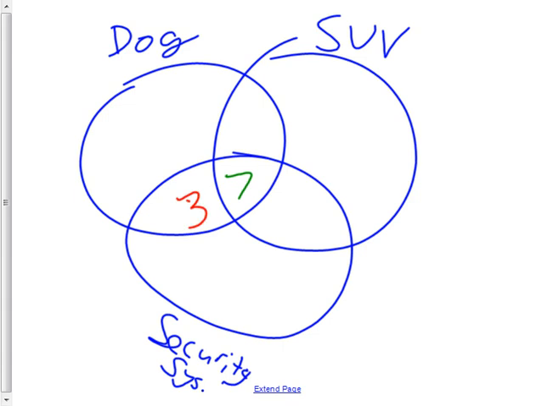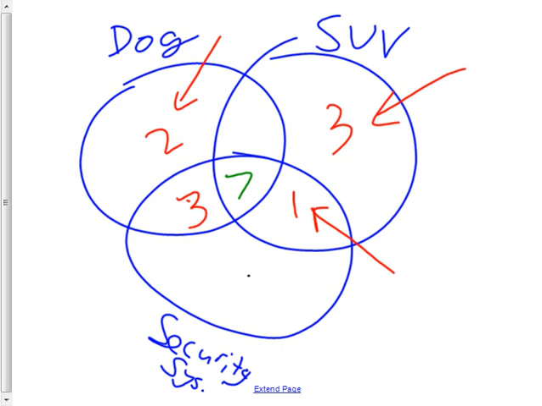Okay. Who's got a dog but not an SUV and not a security system? You got a dog, but no SUV, no security. 1, 2. Okay. Who's got an SUV but no dog and no security system? 1, 2, 3. Who's got a SUV and a security system but does not have a dog? That would be this one. 1. Okay. Who has a security system but does not have a dog or an SUV?